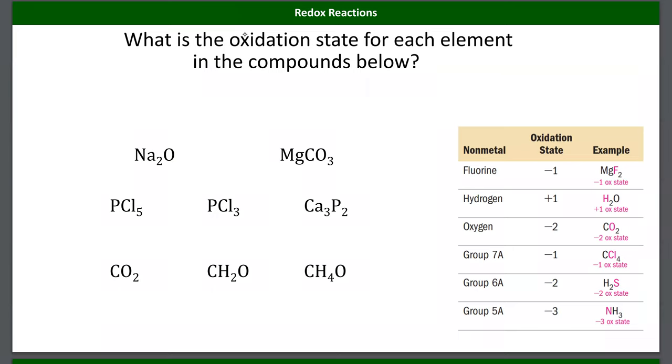What about PCl5? Chlorine's still the most electronegative, right? Which means every chlorine still wants to be a negative 1. Now there's 5 of them. So that means the phosphorus has to be plus 5. And over here, if we have calcium phosphide, now all of a sudden phosphorus is the most electronegative and gets to fill its valence first.